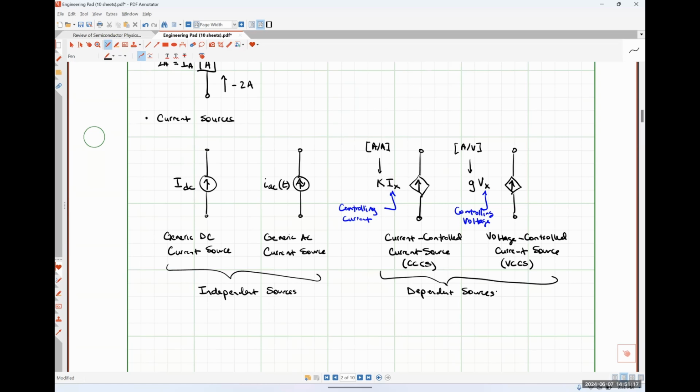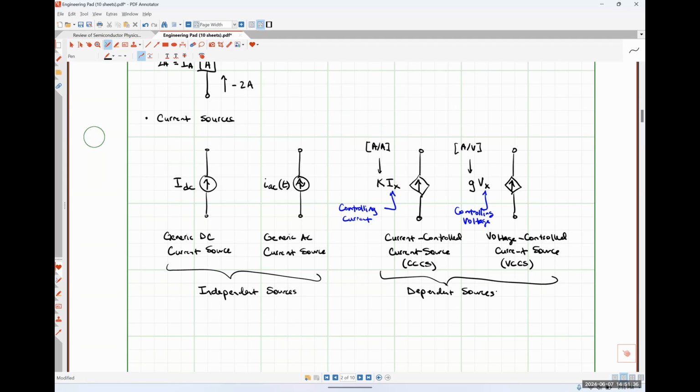All right. So we've talked about what current is. I remembered to give you guys the unit. We talked about how we're going to represent currents on our schematic diagrams. And I've introduced the different types of current sources.